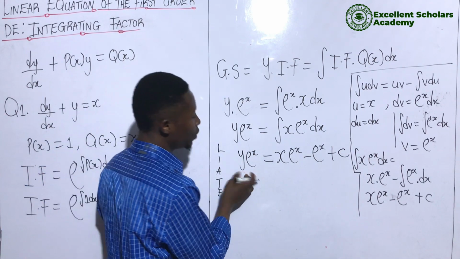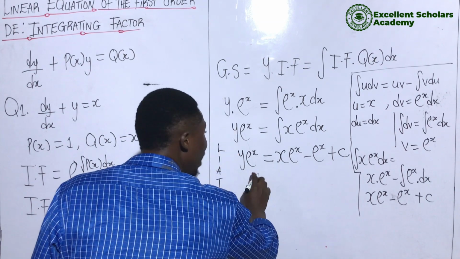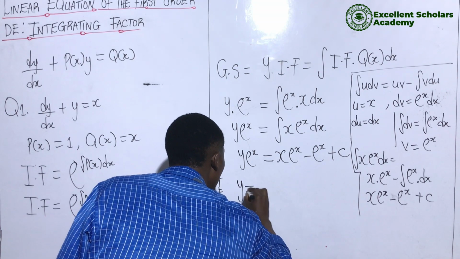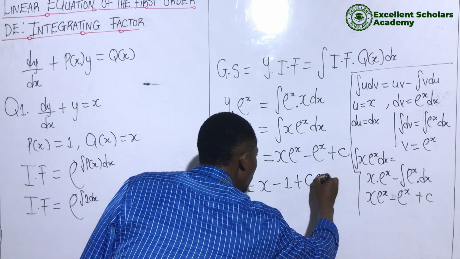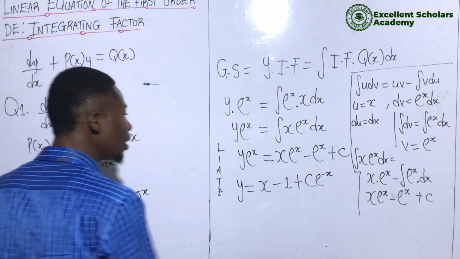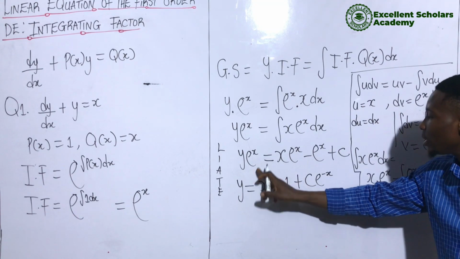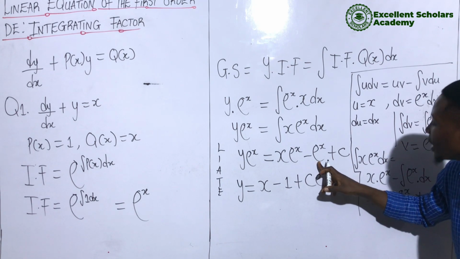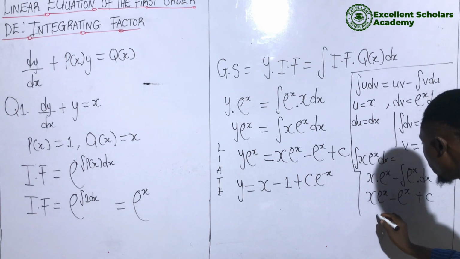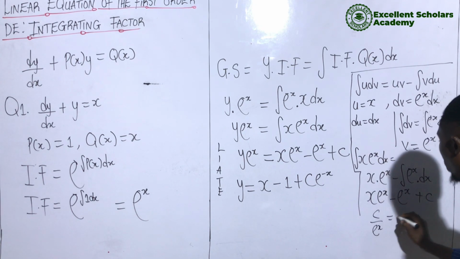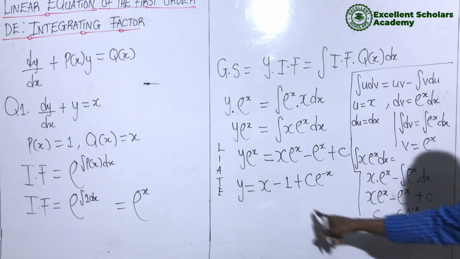Okay, and from here, to finally make y the subject of the formula, we can divide through by exponential x. Now if we divide through by exponential x, we are going to have finally that y equals x minus 1 plus c exponential minus x. Now how did this become? Like I said earlier, we are dividing through by exponential x. The exponential x leaves here, exponential x is here. Exponential x divided by exponential x gives us 1. Then this over exponential x, you are going to be having c over exponential x, which can also be written as c exponential minus x, according to the law of indices. That's how this becomes this.